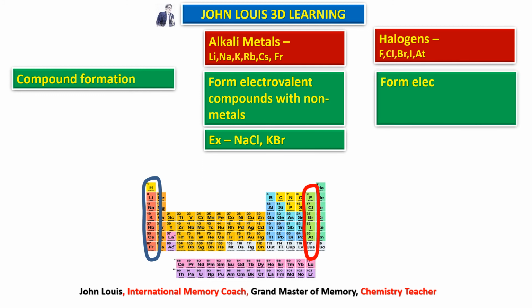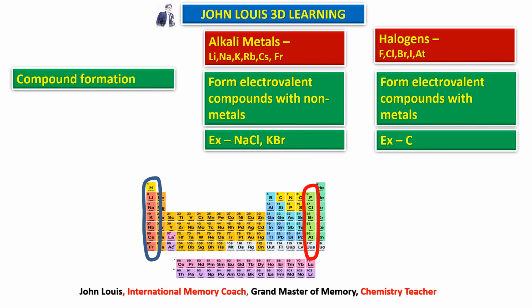What about halogens? They can also form electrovalent bonds by combining with metals. Since they are non-metals, they can combine with metals, just the reverse of the first case. They combine with metals and form the respective salts. Is it clear? But halogens can also form covalent bonds, whereas alkali metals cannot form covalent bonds.